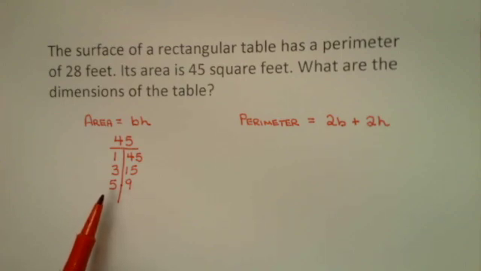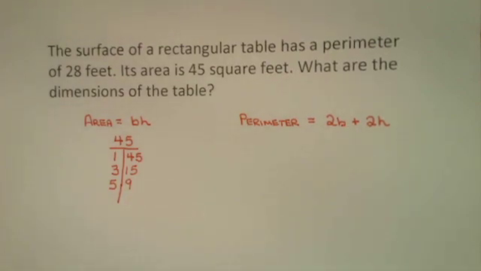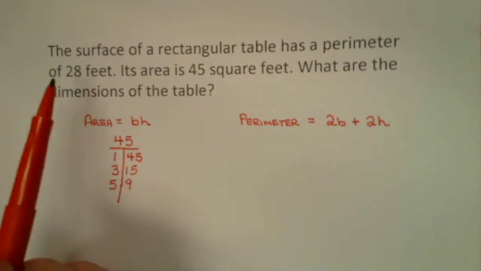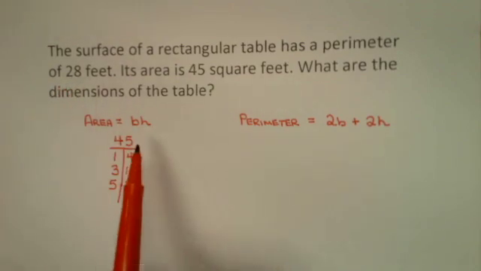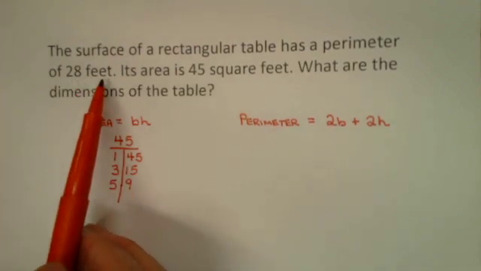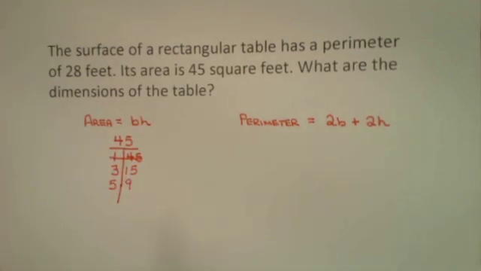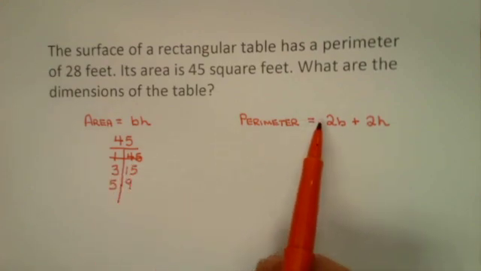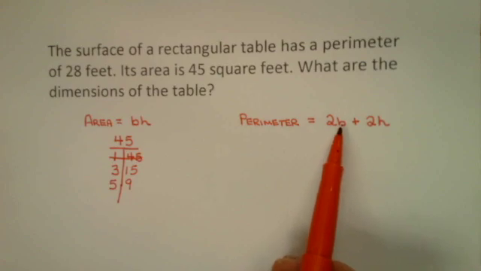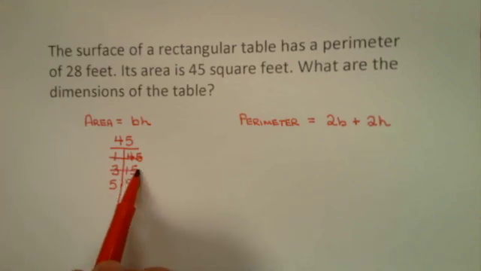The way I figure out which one it is is I try these numbers in this formula. Notice the base and the height have to be doubled, and I'm trying to get 28. If I take 45 and multiply it by 2, I'm already over the 28-foot limit for the perimeter. So it can't be these numbers. I go to my next set of numbers, 3 and 15. If I double 15 and put 15 in this formula right here, 2 times 15 is 30, I'm already over the limit. So it can't be this set of numbers.